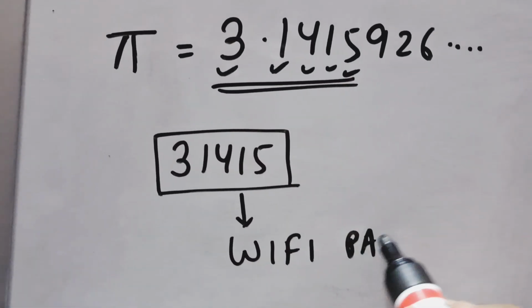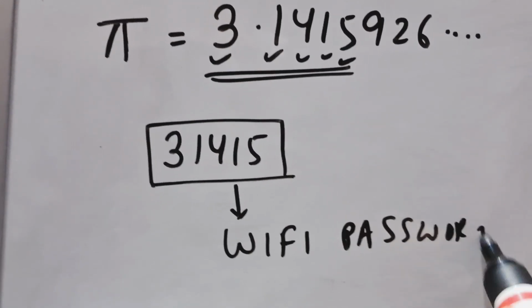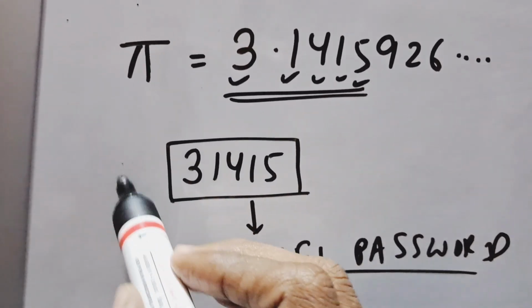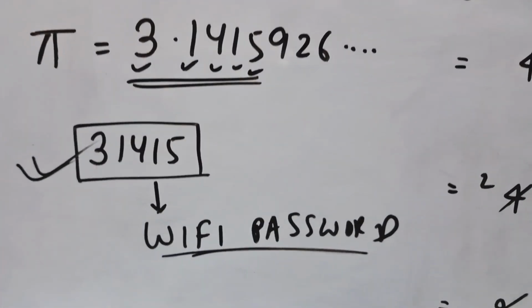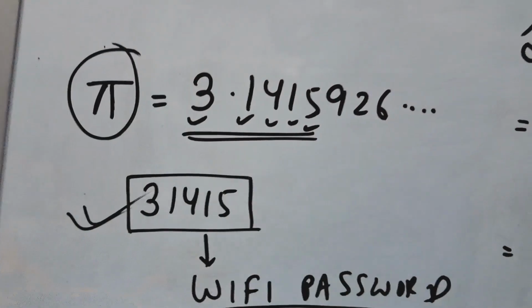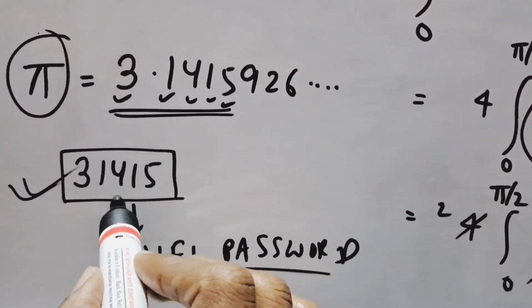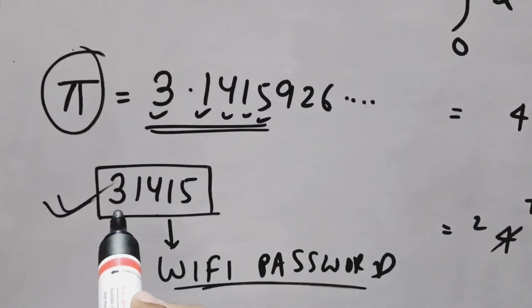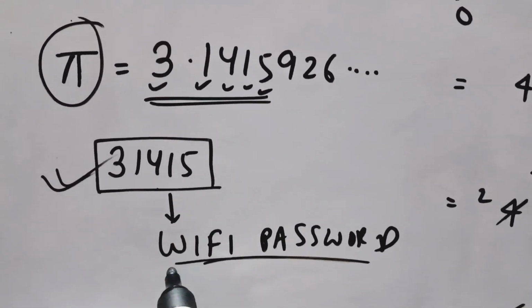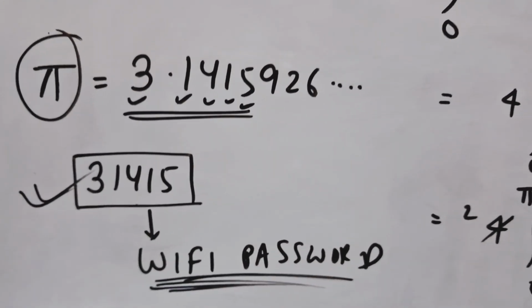If we know these digits, then only we can crack the password. Merely knowing the value of pi will not solve the matter of knowing the password. You have to know the digits also. So the answer will be 31415. So it is a viral maths problem.